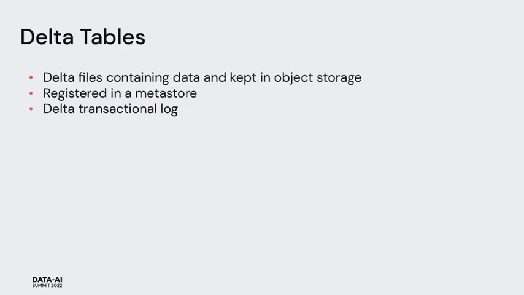Now, a Delta table is a collection of data kept using the Delta Lake technology and consists of three things. First, Delta files containing the data and kept in object storage. Second, a Delta table registered in a metastore, where a metastore is simply a catalog that tracks your data's metadata, or data about your data. And third, the Delta transaction log saved with Delta files in object storage.